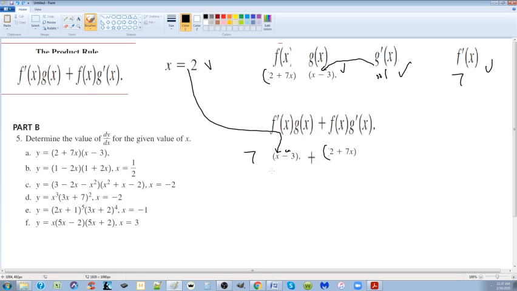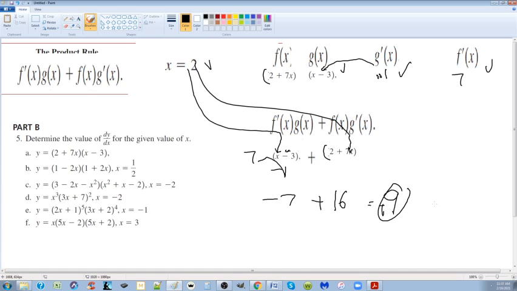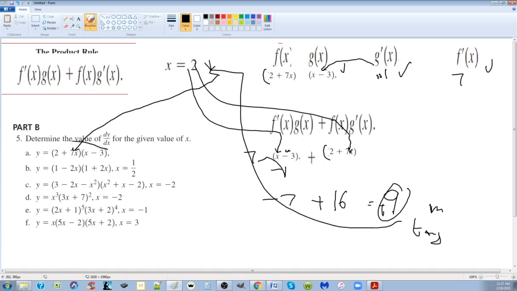2 minus 3 is minus 1. Minus 1 times 7, minus 7. 2 times 7, 14. Plus 2, 16. Minus 7 plus 16, 9. Therefore, that is the slope of the tangent when x is equal to 2 for this function. That's a total function.